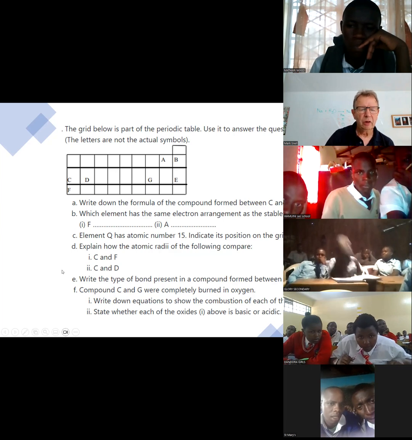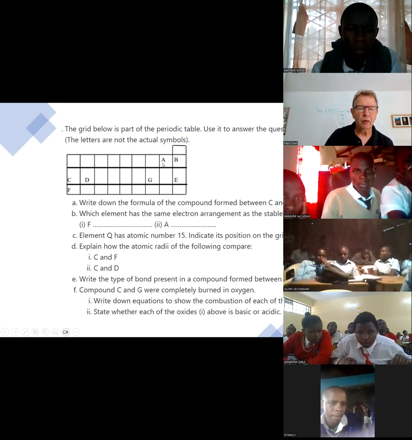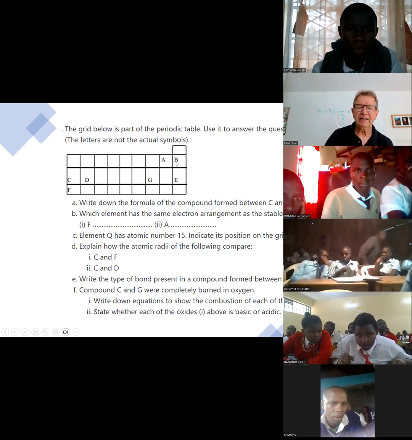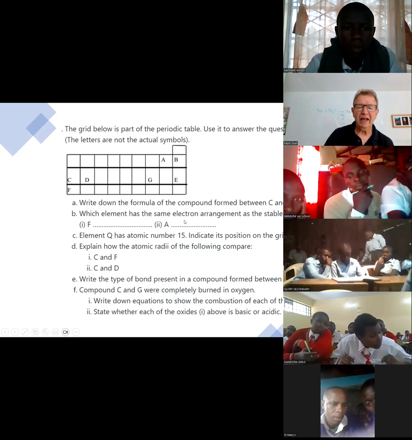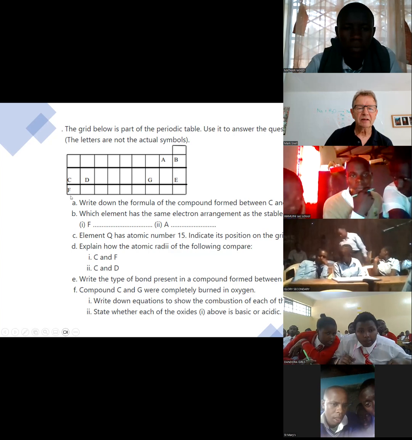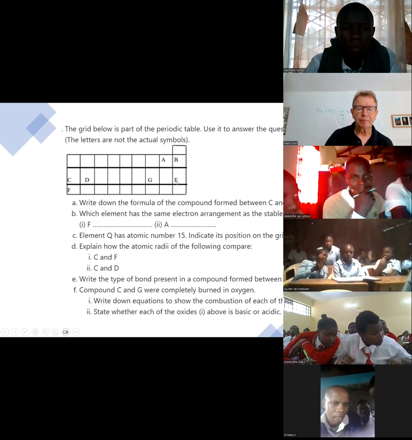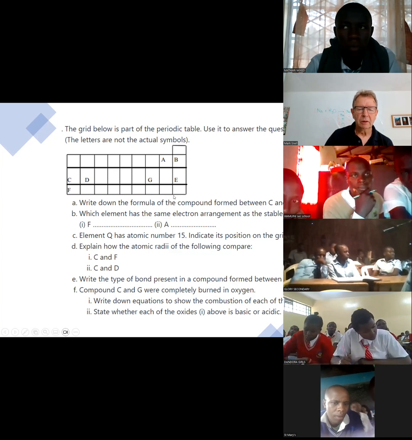Now, we're going to do this thing about atomic radius and so on, but let me just give you the answers. C and A will form simply CA, because C is in group 1, valency 1, A is in group 7, valency 1, 1 and 1. Which element has the same as the stable ion? Well, F plus will be 2,8 and E is 2,8. And A picking up 1 electron will be A minus, and that's the same as B. Okay? So 15 we did, 15 comes in here.